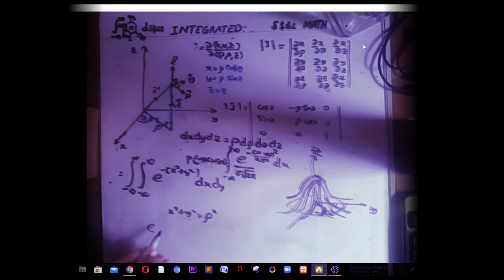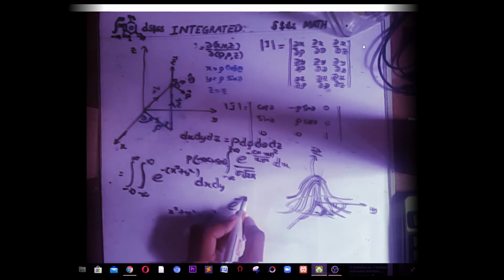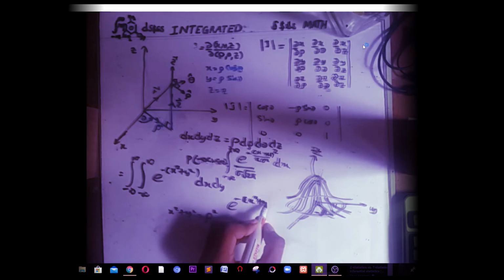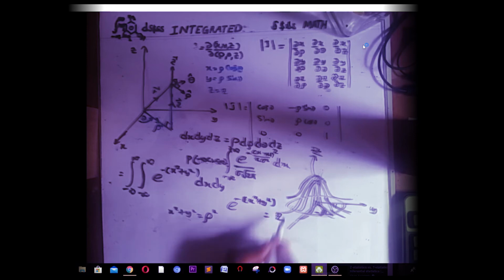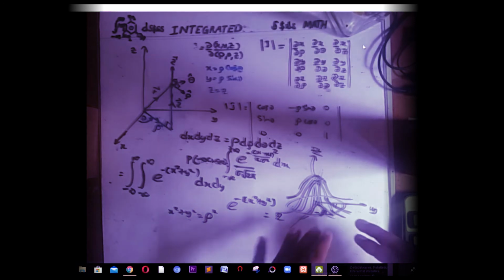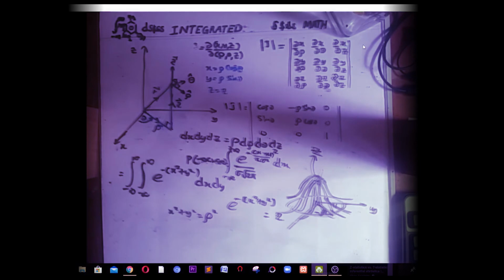The e to the power minus (x square plus y square) can be written as z. Z is a function of both x and y. It means it has a three-dimensional figure, like a solid. If you rotate your Gaussian distribution, your normal distribution, around the z-axis, you would have a solid surface like this. Under this surface, the volume is going to be calculated.